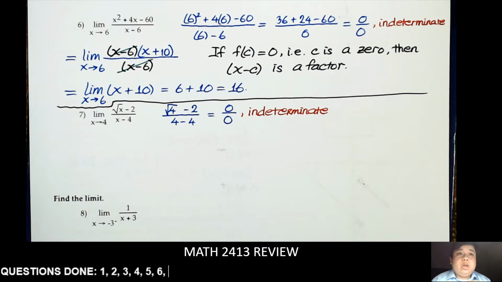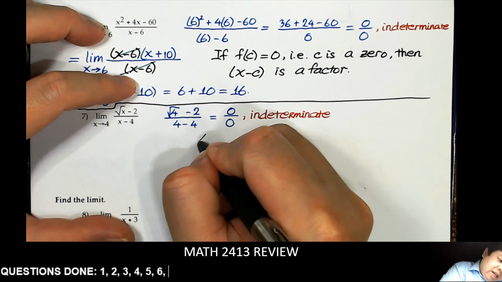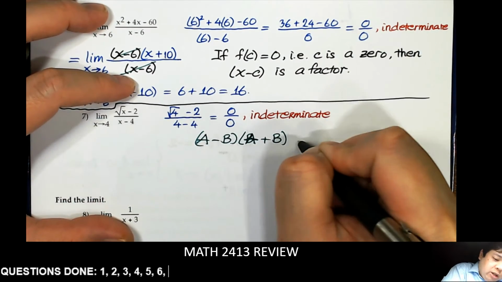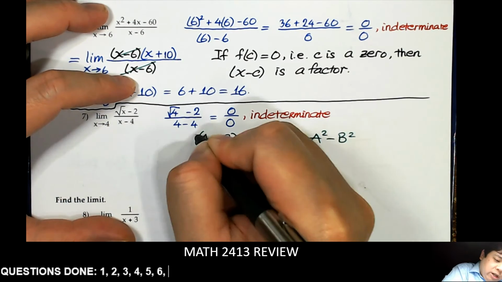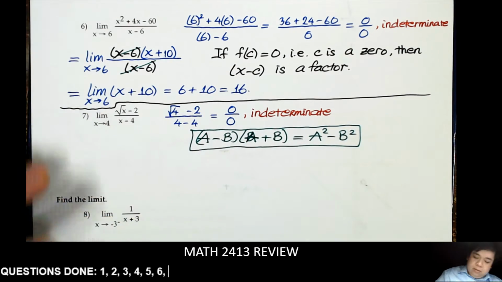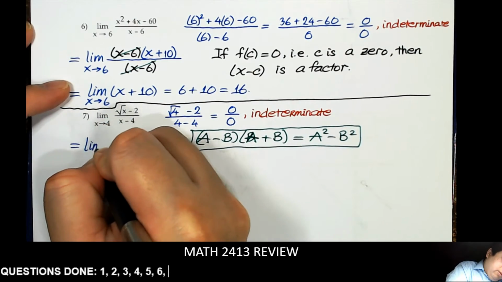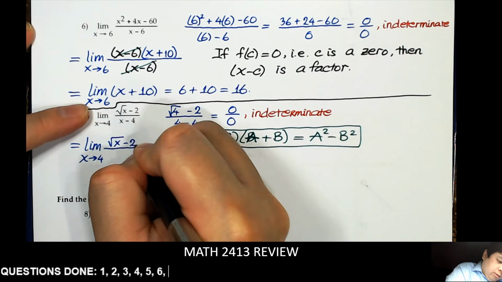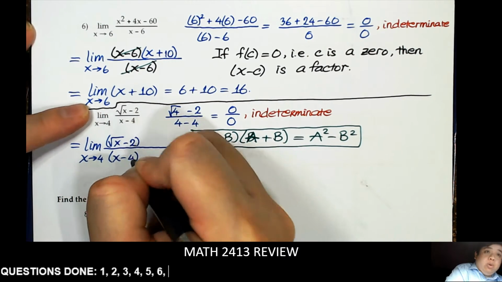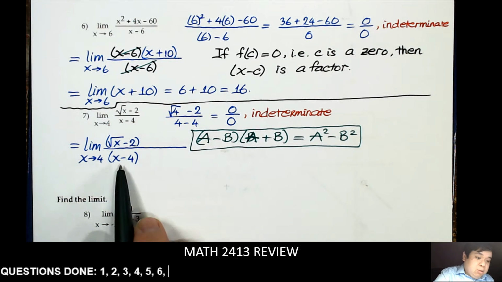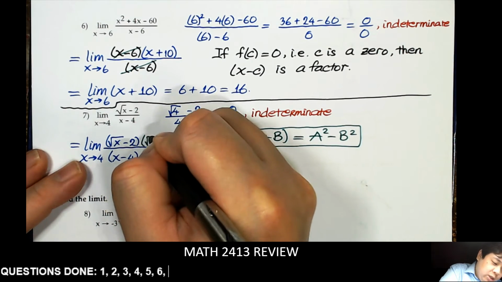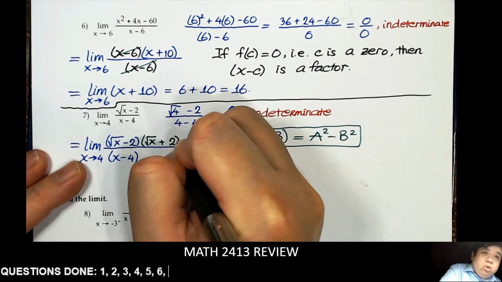Right. So we could still factor, but we use the conjugate here, meaning that if we have a minus b, then a plus b is the conjugate. When we multiply it out, it should be a squared minus b squared. That is the original problem. And then we ask, which one do we use? Do we use x minus 4 or the square root of x minus 2? The answer is always the one that has the square root, because we're trying to eliminate it. So we multiply by the conjugate of that.